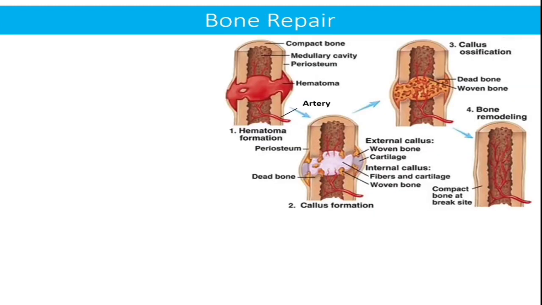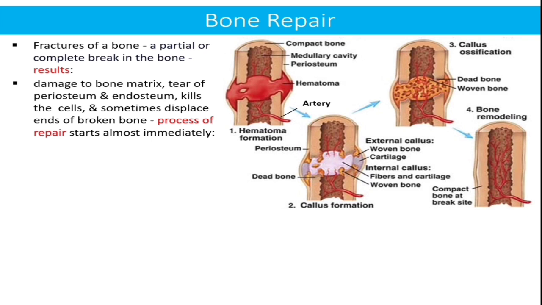Now we come on to bone repair. First, a fracture of a bone is a partial or complete break in the bone, which results in damage to the bone matrix, tear of periosteum and endosteum, kills the cells, and sometimes displaces the ends of the broken bones. The bone repair process starts almost immediately.